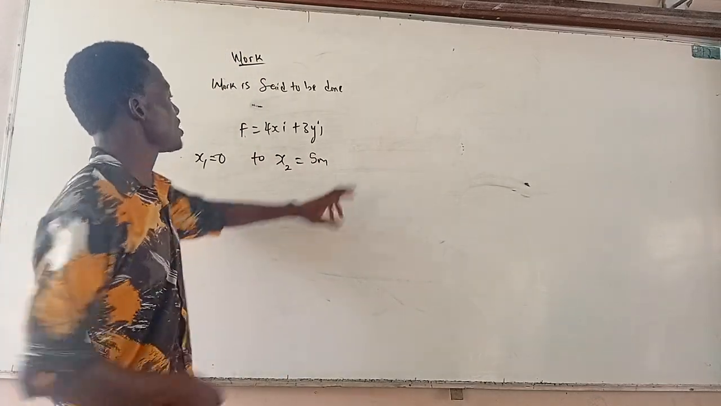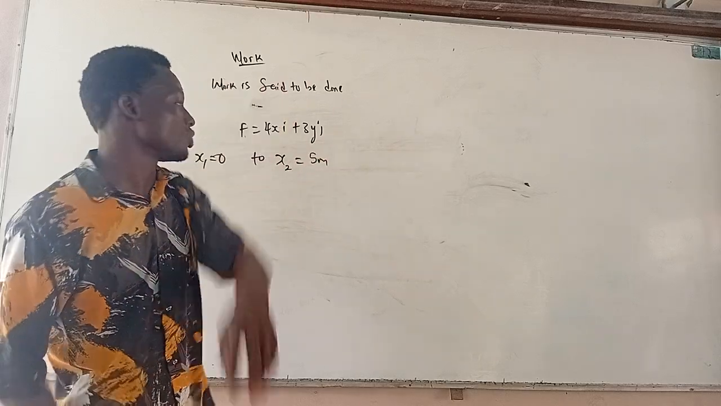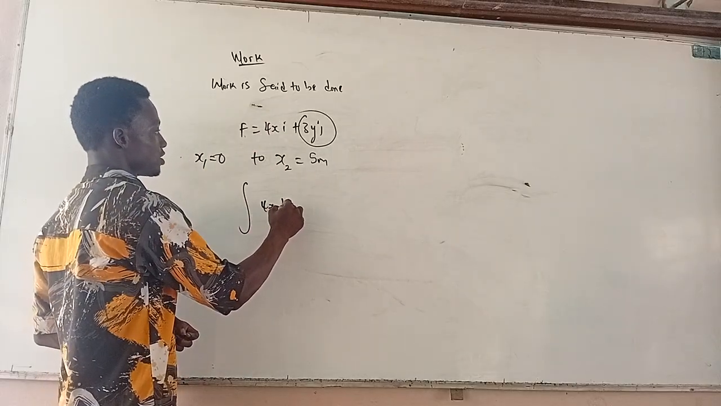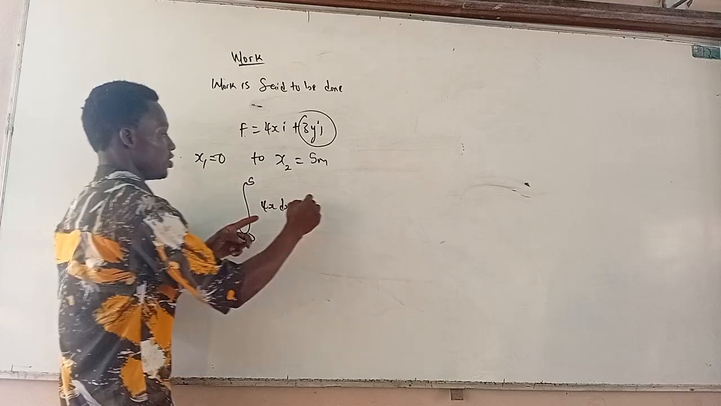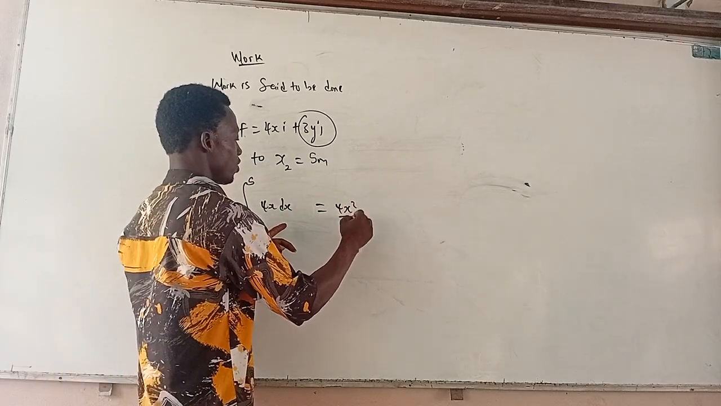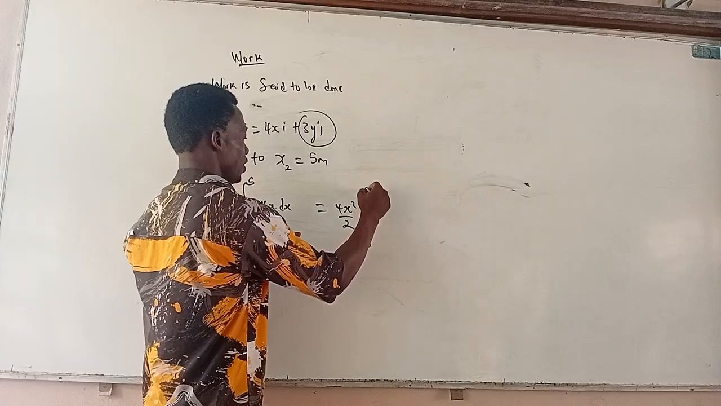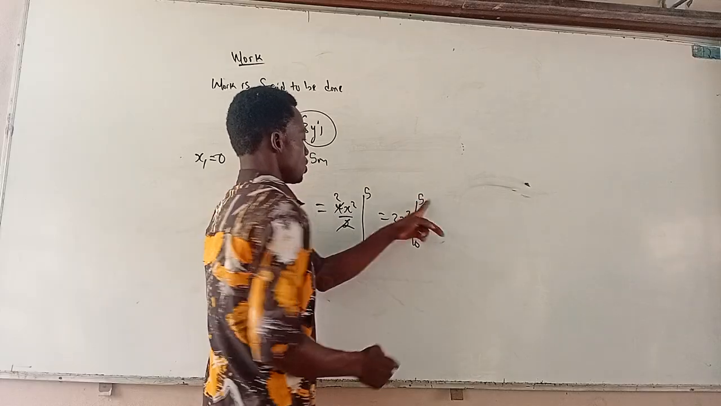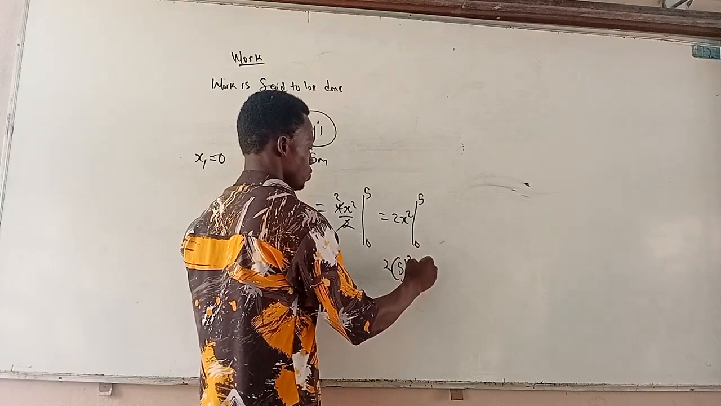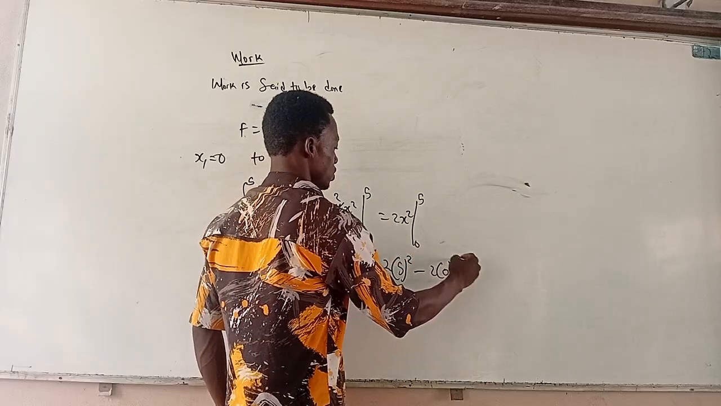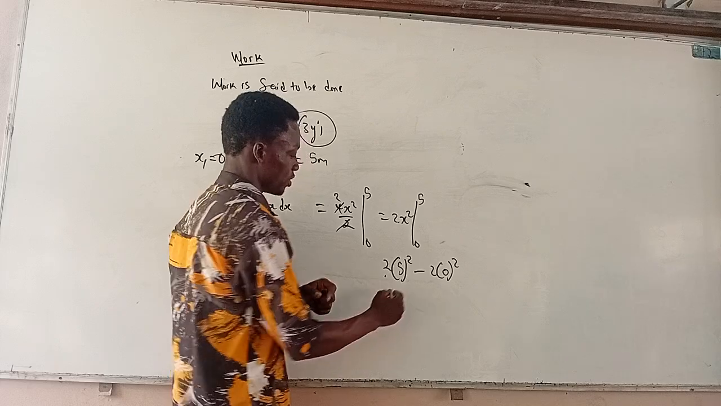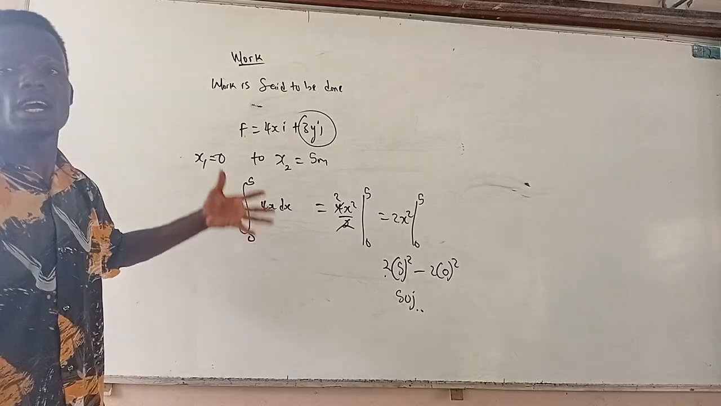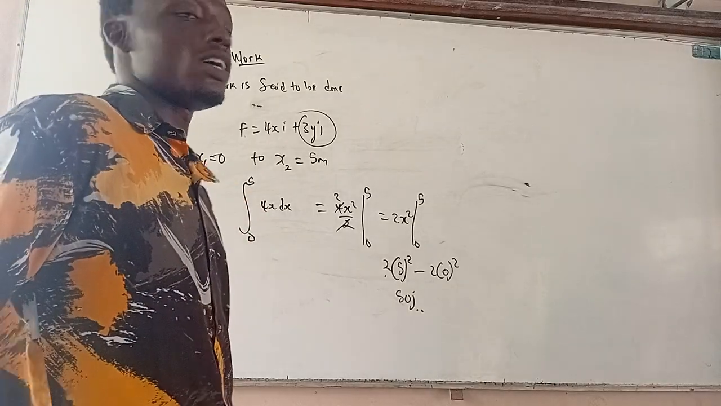Because there's no distance moved along the y-axis, the work done along the y-axis is 0. So we are not integrating that, we are only integrating x. So the integral of 4x dx, lower limit 0, upper limit 5. If you integrate 4x, you get 4x squared over 2, which is 2x squared, from 0 to 5. Substitute 5: 2 times 5 squared, minus substitute 0: 2 times 0 squared. That's 2 times 25, which is 50 joules. But assuming there's a distance moved along y, we also do it like this and add the two together to get your answer. So that's that for that.